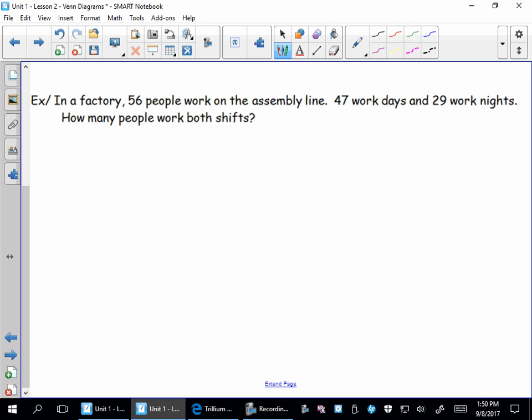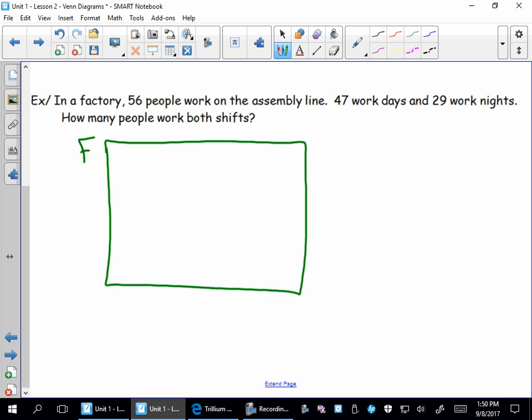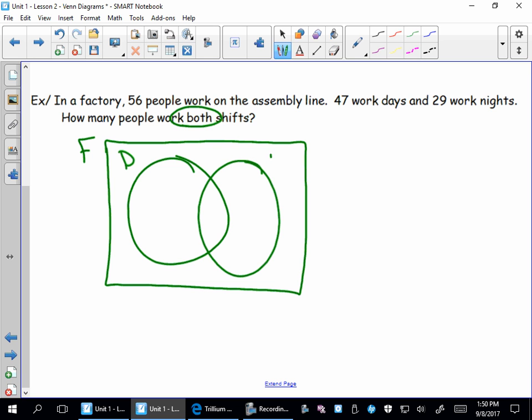So, let's draw that out. What's going on here? Is our factory. What's going on in the factory? I got some workers who work days, and I got some who work nights. But I also have some who work both, supposedly. So I'm going to write it like this, days and nights. What do I know? I know altogether there should be 56, but I don't know how many people work in the middle. I don't know the both. This is the thing I don't know.